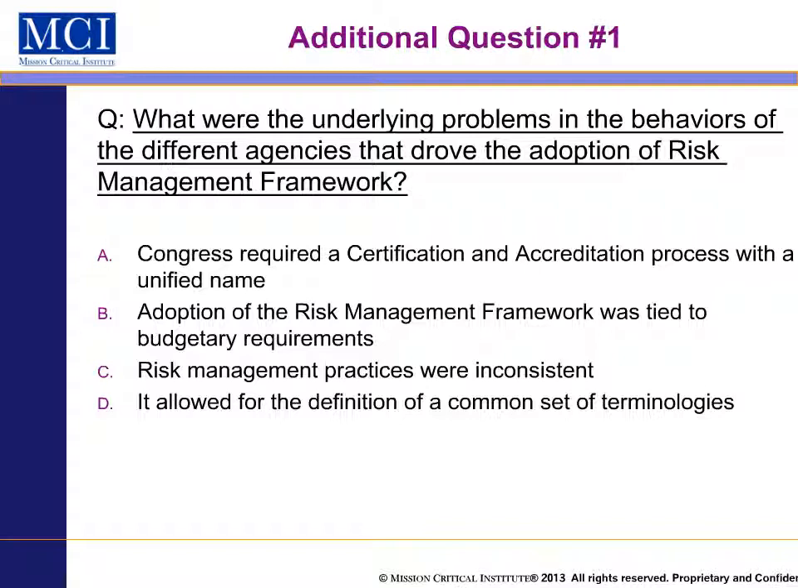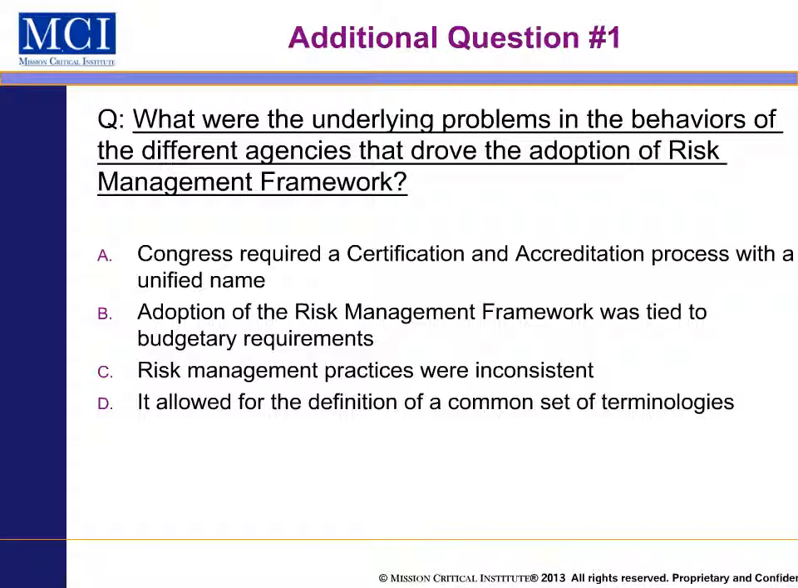Let's look at D. It allowed for the definition of a common set of terminologies. Now, we're talking about bringing different agencies together, so wow, this could be true, couldn't it? If you can define a common set of terminologies that all the different frameworks can use, then that could be helpful. But again, is it something that drove to the adoption of the risk management framework? Probably not. Probably it wasn't strong enough.